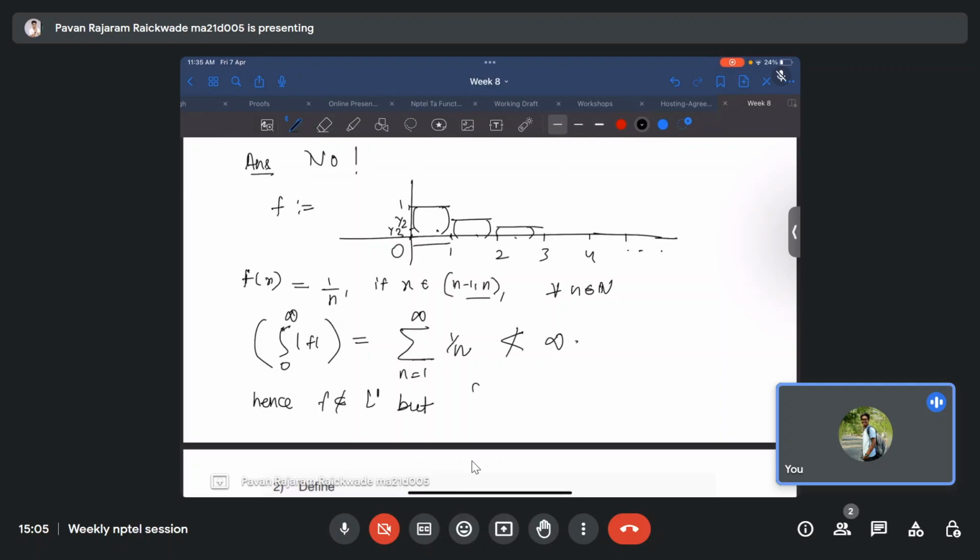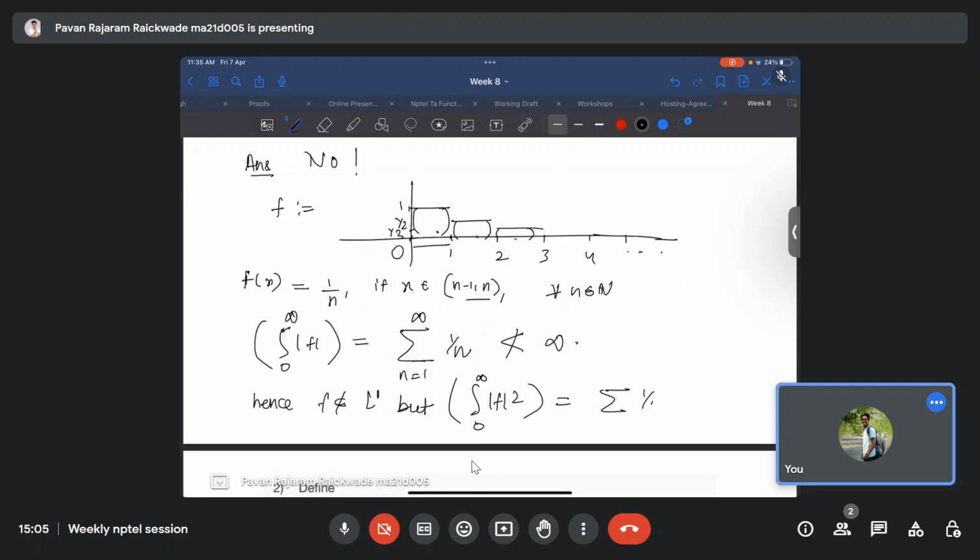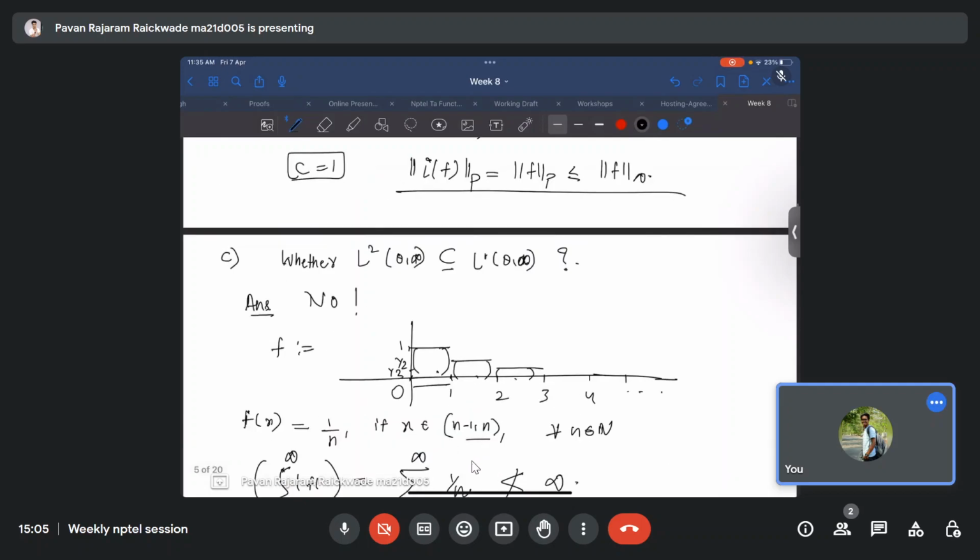But what about the L^2 integral? It's again a summation, and the values will be simply 1/n^2. This is finite, as we know. Hence f belongs to L^2. There exists an L^2 function which is not an L^1 function, so L^2 is not contained in L^1.